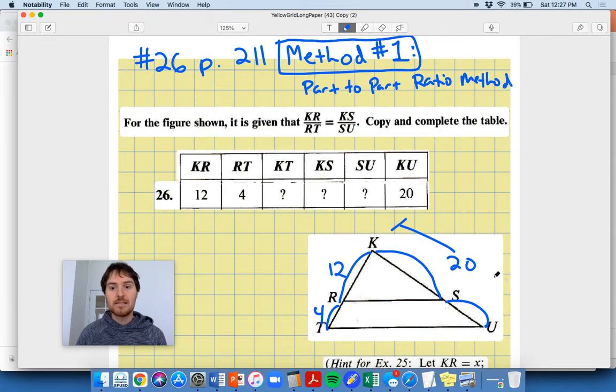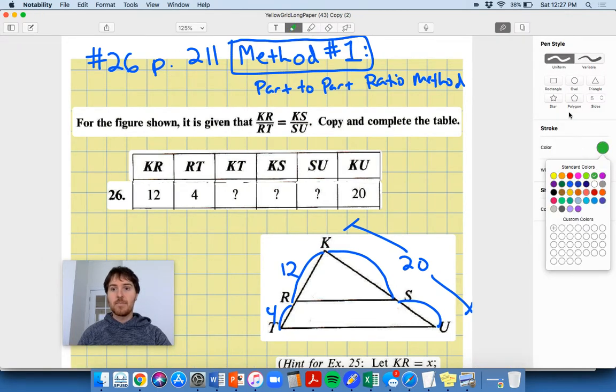So the easiest way to solve this is to realize that the ratio Ks to Su is going to be the same as Kr over Rt. That's given to us, the given premise of the problem: Ks to Su is the same as Kr to Rt. Kr is 12, Rt is 4, and that's going to be the same as Ks over Su. So this would also be any 12:4 ratio.